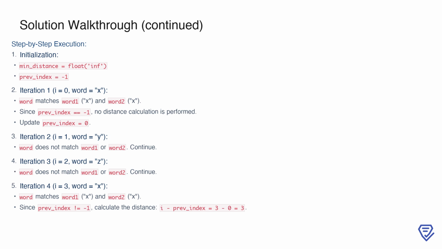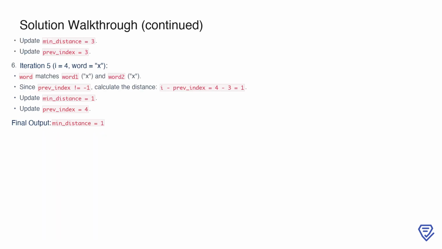At index 1, the word is y, which doesn't match the targets, so we move forward. At index 2, the word is z, which also doesn't match. Then, at index 3, the word is x, which matches the targets again. With prev_index at 0, we calculate the distance as 3 minus 0, which equals 3. We update min_distance to 3 and set prev_index to 3.